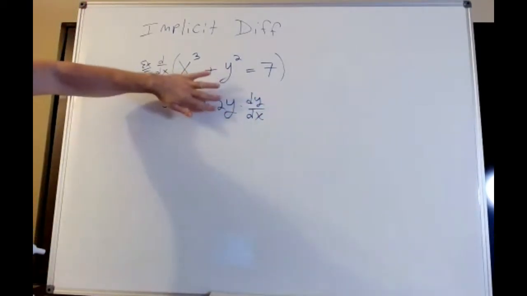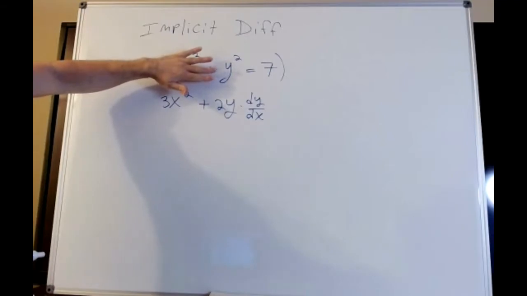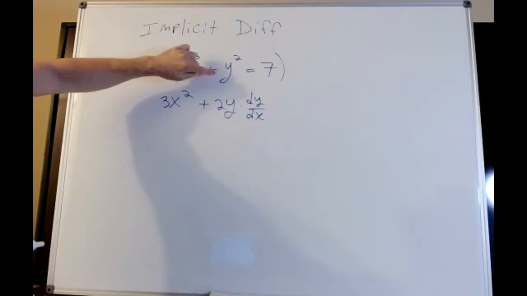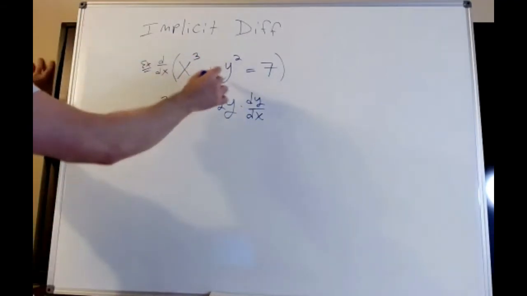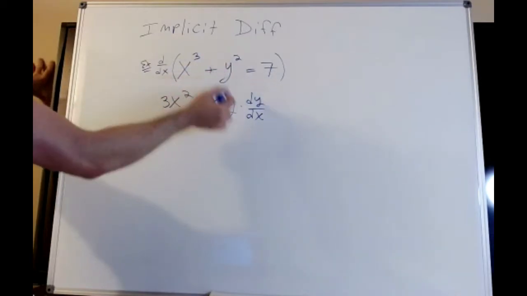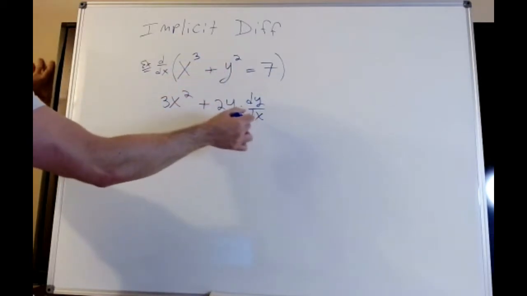Y has x's in it. Y is a function of x. I don't know what it is. I mean, it might be sine x. It could be x to the 5th plus 1. But there are x's inside of there that I have to take the derivative of and put it outside.